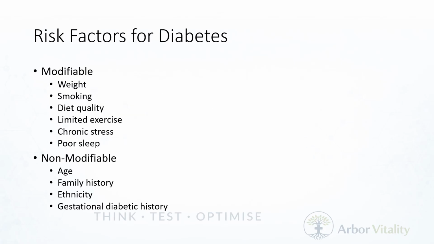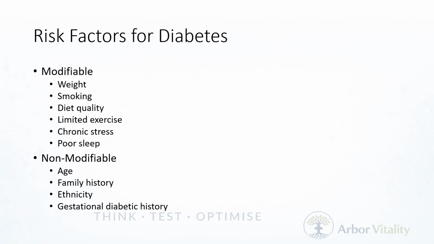So what are your risk factors for diabetes? We're going to split them into modifiable, i.e. what you can change, and what you can't change. So you cannot change your age, your family history, your ethnicity, or gestational diabetic history. Pregnancy is a doozy, and sometimes people who get gestational diabetes just are diabetic from then on, unfortunately.